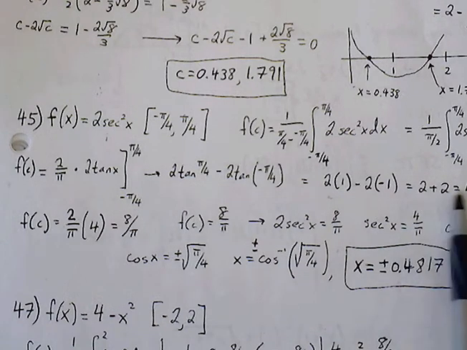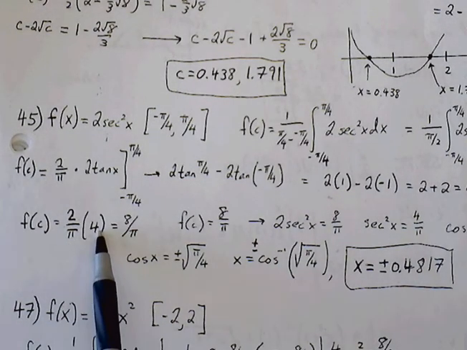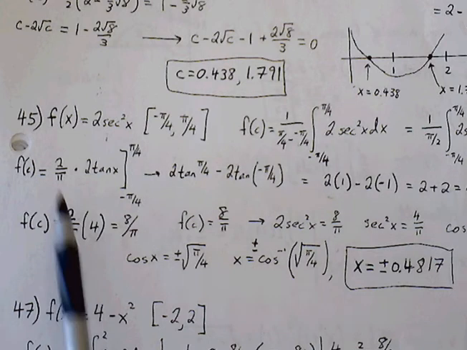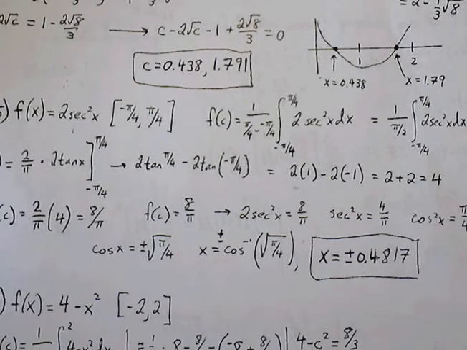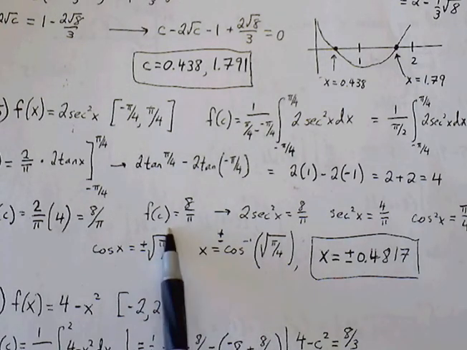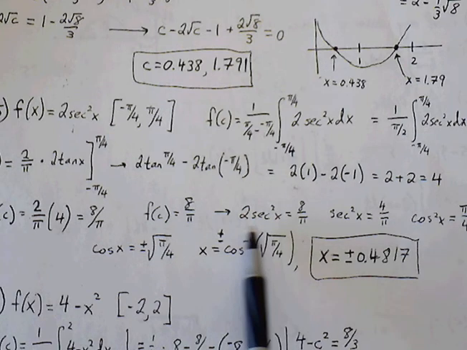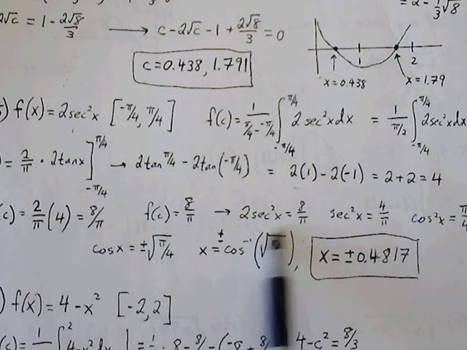So 2 over pi still represents the width times the area, and we're going to get 8 over pi. So average value is 8 over pi. So we set f of c equal to 8 over pi. Our function that we're dealing with is 2 secant squared x, or 2 secant squared c, and simplify, solve for x.